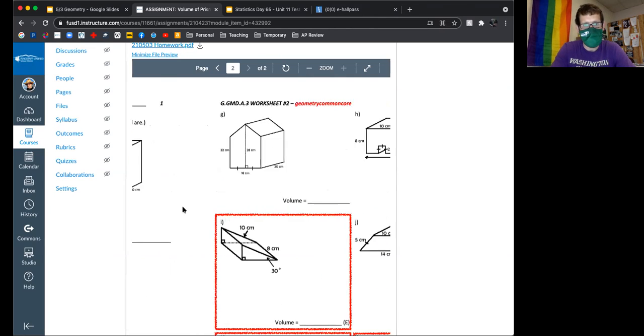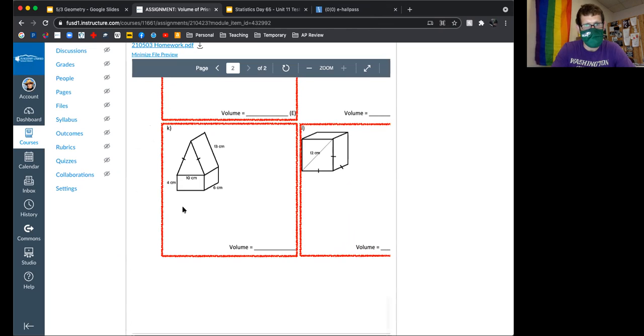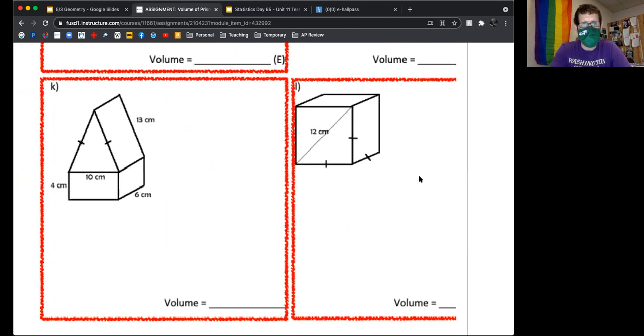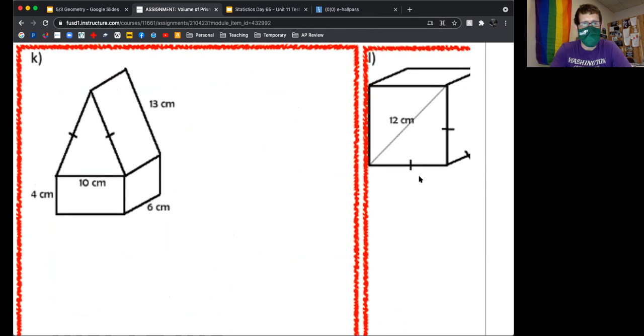Instead, I'm going to do this one over here, which is another composite solid. This will let me. Sometimes it lets me zoom in. It's not wanting to do that right now. Oh, there's a problem. All right.